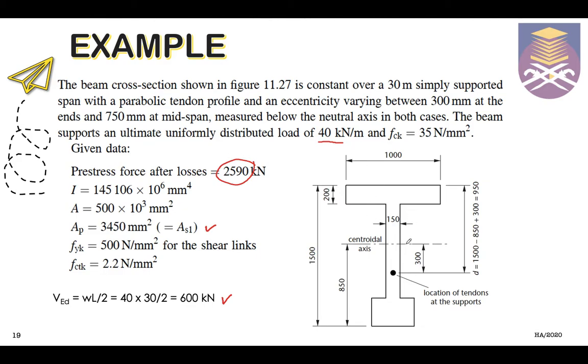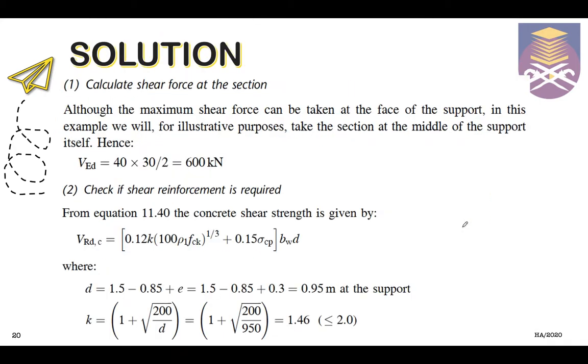The section given here looks almost like a T section, whereas we have the height of 1,500 and the largest flange width of 1,000. And this is the location of the tendon at the supports, where we have this eccentricity e of 300 millimeters.